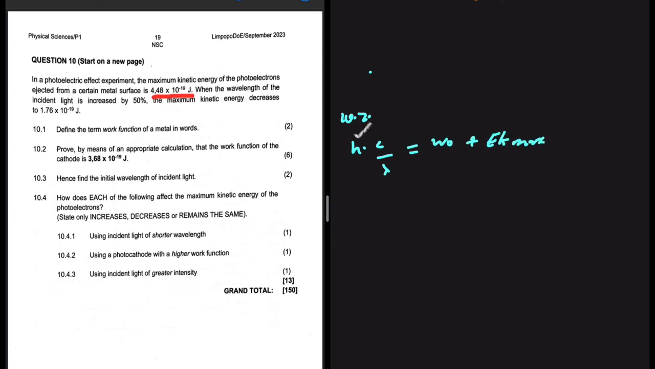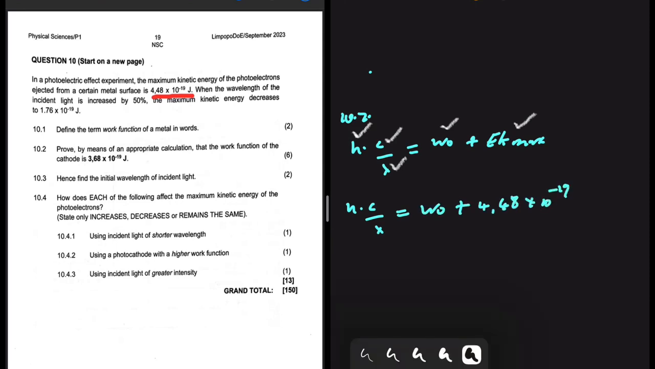Planck's constant is a constant. We can leave it as it is. C, the speed of light, we can leave it as it is. And the wavelength, which is unknown at this point, we're going to leave that as it is. The work function is what we're looking for, so obviously we're going to leave it as it is. The only thing we're substituting for here is EK max. Let's see how that will look. So we're going to have HC divided by wavelength equal to the work function plus EK max. EK max is 4.48 times 10 to the minus 19 joules.